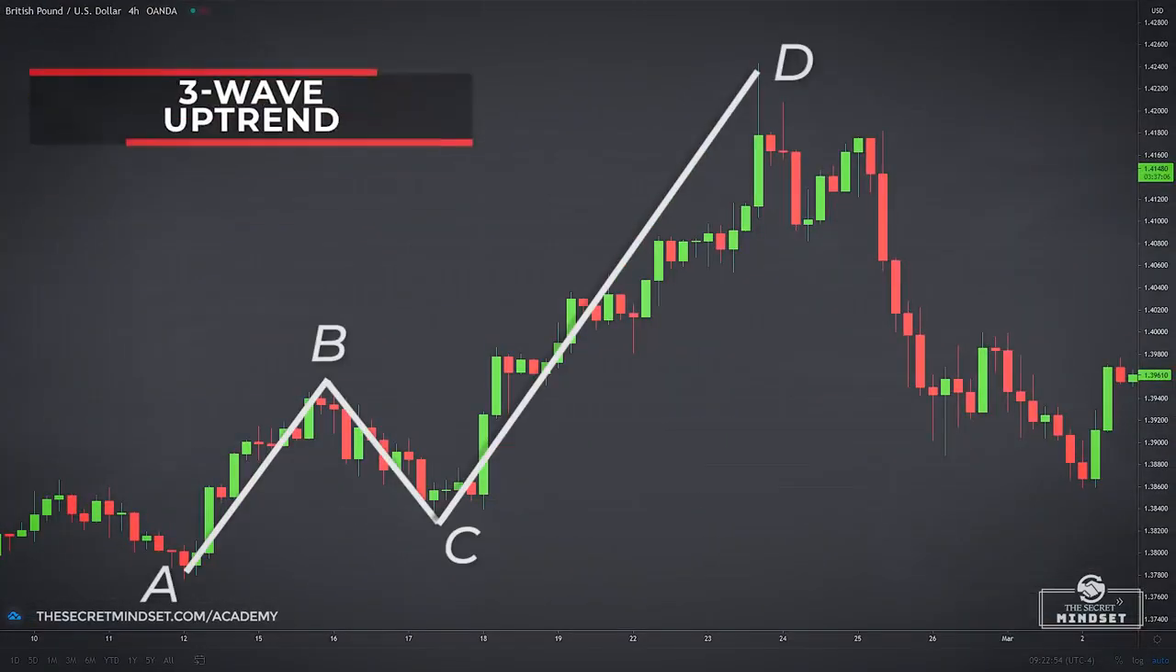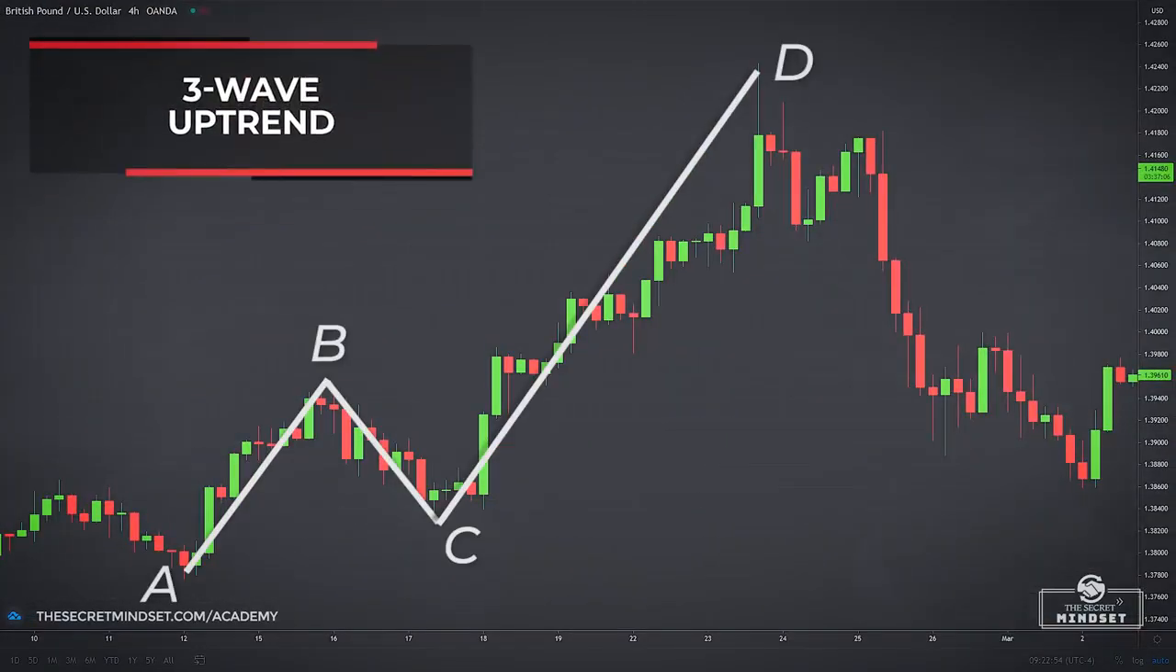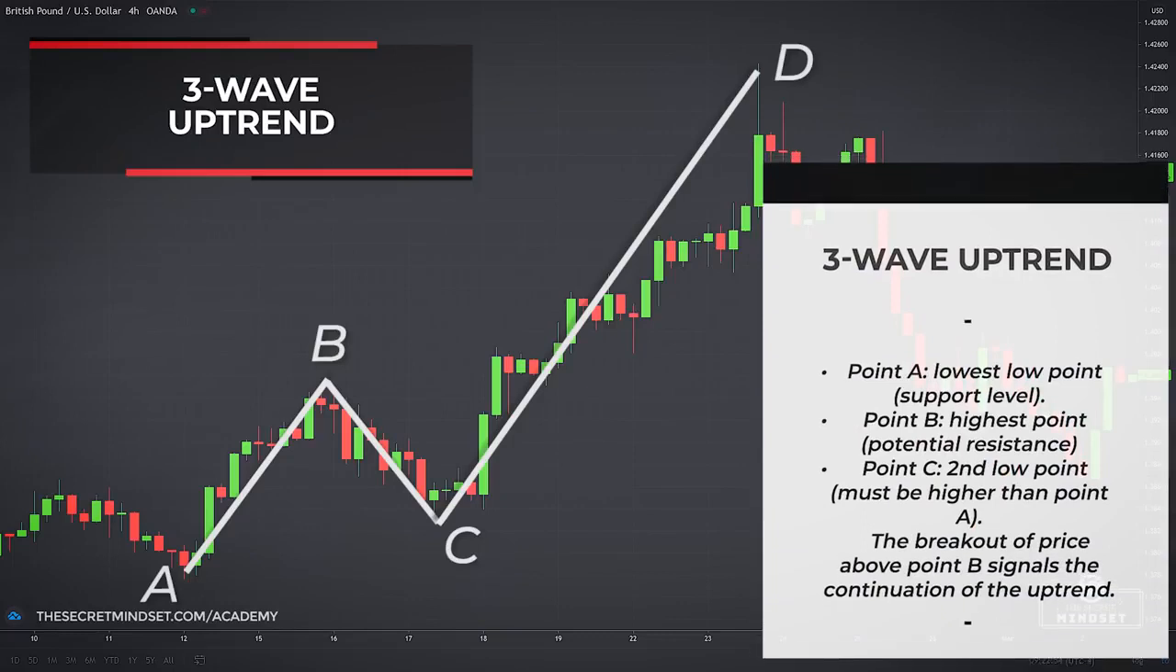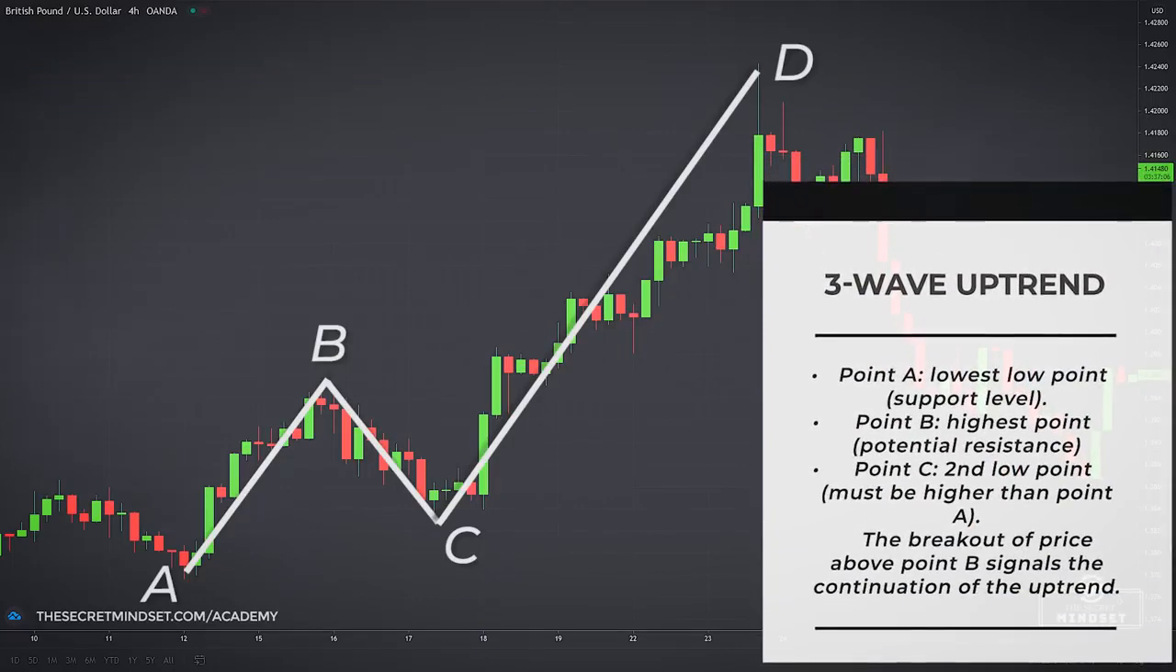This is a chart that explains the concept of the 3-wave trading pattern. In an uptrend market situation, price will make 3 points. Point A is the lowest low point, which forms a support level. Point B will be the highest point and forms a level that we consider as potential resistance. Point C will be the second low point, a support level, which must be higher than point A. The breakout of price above point B signals a continuation of the uptrend.